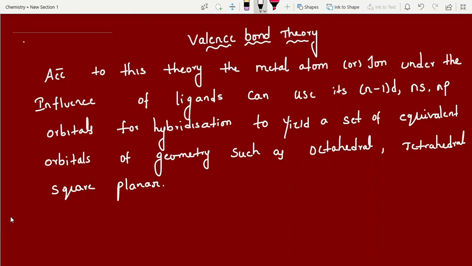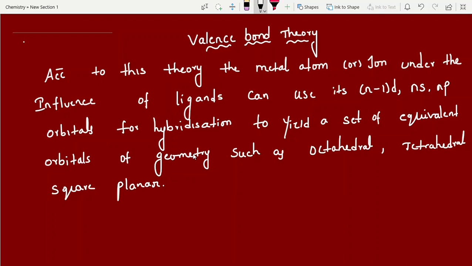According to this theory, the metal atom or ion, under the influence of ligands, whenever ligands are approaching the central metal atom, it's splitting. So according to this theory, the metal atom or ion under the influence of ligands can use its (n-1)d, ns, np orbitals for hybridization to yield a set of equivalent orbitals of geometry such as octahedral, tetrahedral, square planar. Whenever ligands approach, some disturbance will appear. So suppose in crystal field splitting, it is splitting.